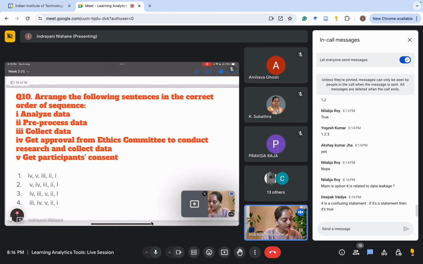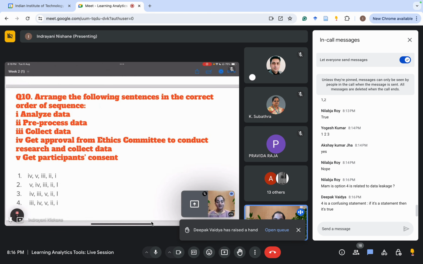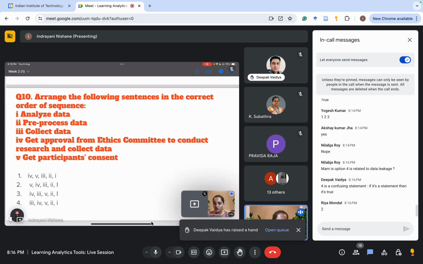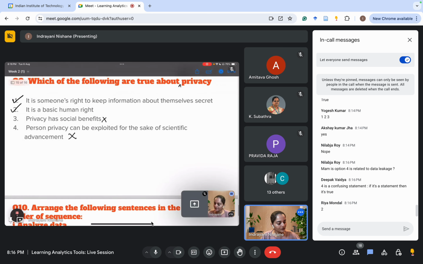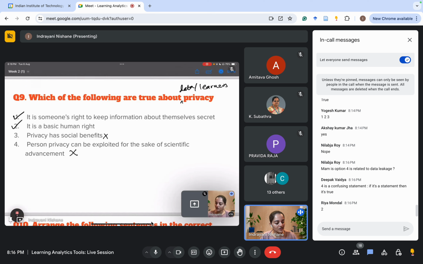Coming to option 10. So we have discussed this multiple times. There is confusion about option 4: a person's privacy can be exploited for the sake of scientific advancement is related to data leakage. No, it is not related to data leakage. It is related to having a sense of entitlement, thinking that scientific research is above basic human rights, and that we have full right to capture all the data and disclose it to everyone.